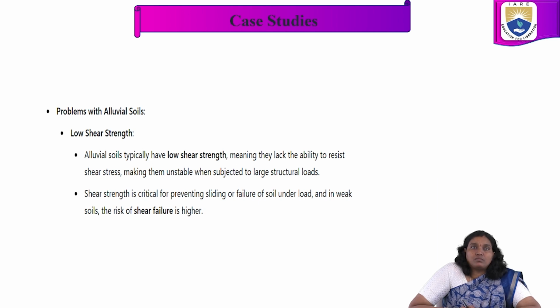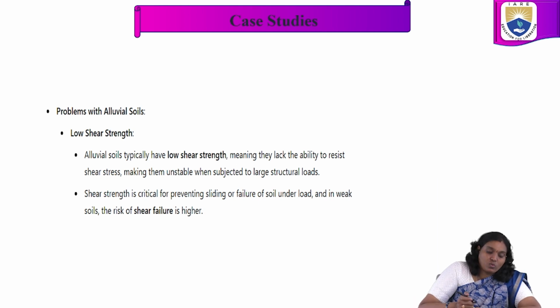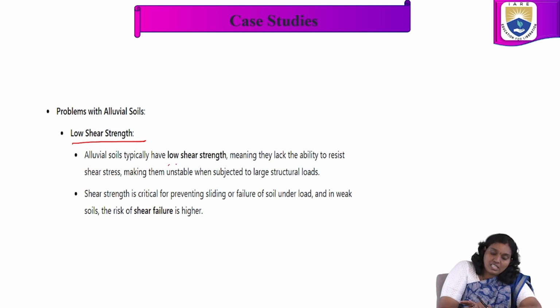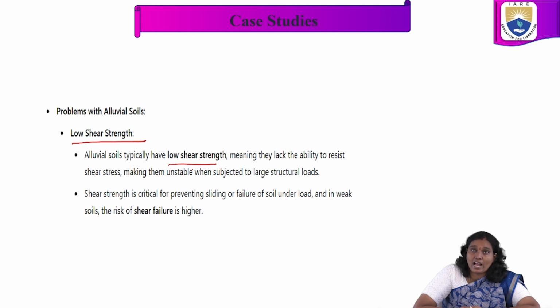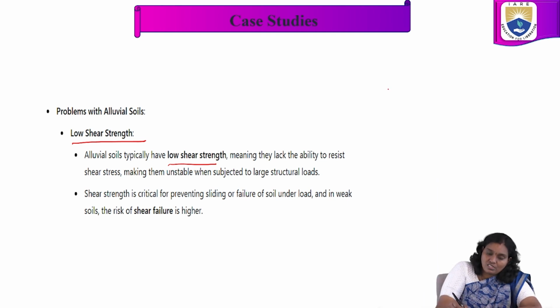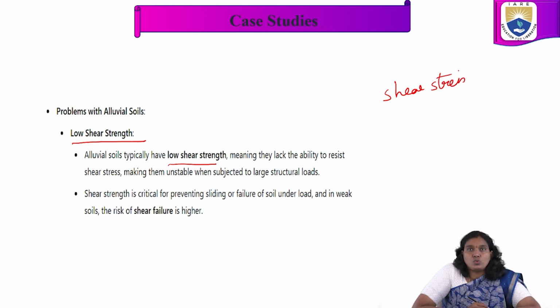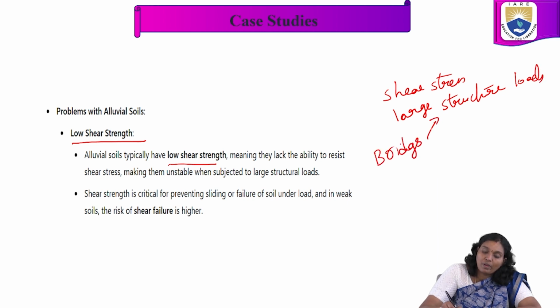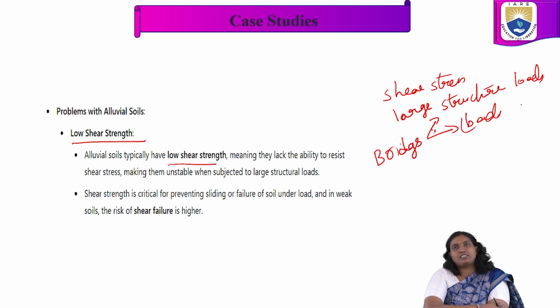So in this, what kind of problems are we observing? Those are low shear strength. It means alluvial soil typically has low shear strength because of the high plasticity, meaning the lack of ability to resist the shear stress, making them unsuitable when subjected to large structural loads. In this particular case study, we are talking about bridges. So for these bridges, many different types of loads are involved. Those are all heavy structural loads.